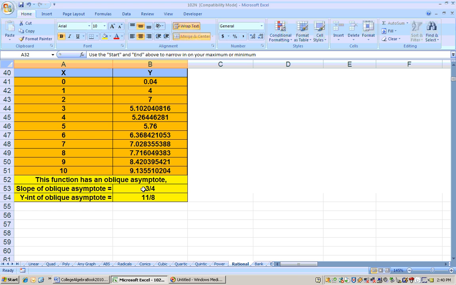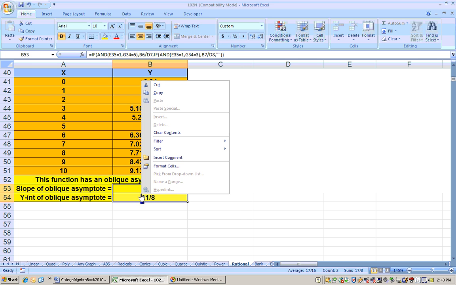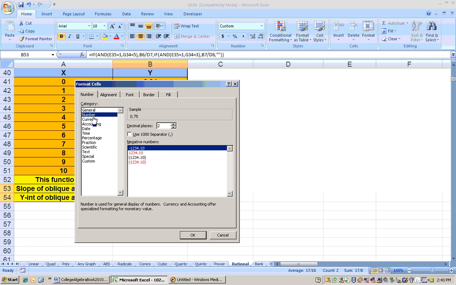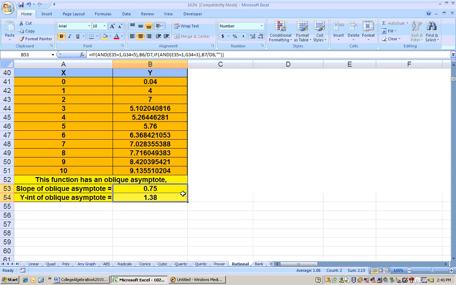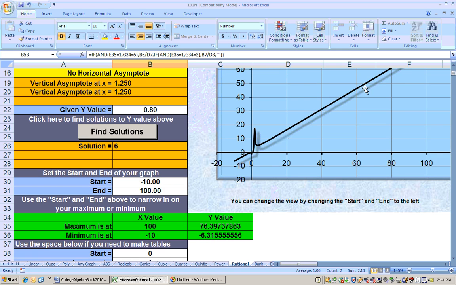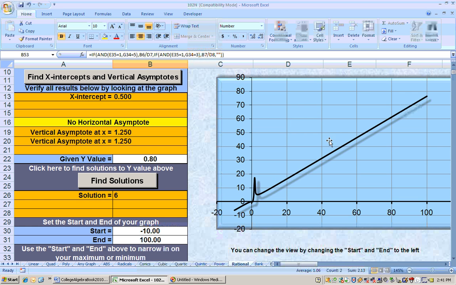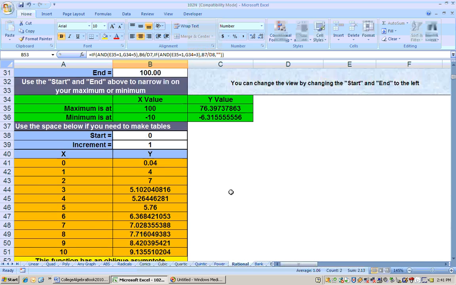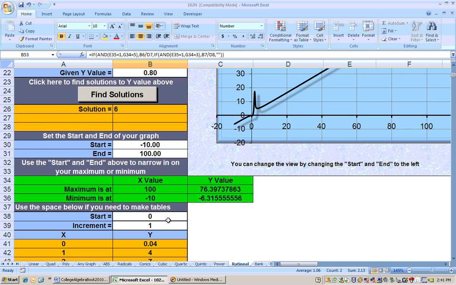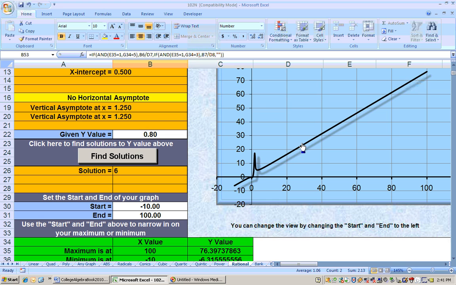And you could always switch these over to decimal format if you wanted to by, let's see, format the cell and maybe switch it to a decimal if you like. And we could get the answer as a decimal and even more decimal points if you like. But that gives you the equation of the line that this graph is getting closer and closer to. So basically, this graph here is very similar to the graph of this line, y equals 0.75x plus 1.38, except it has this little blip in it, and it just gets closer and closer to that line as it goes on. So let's go on to the next problem.